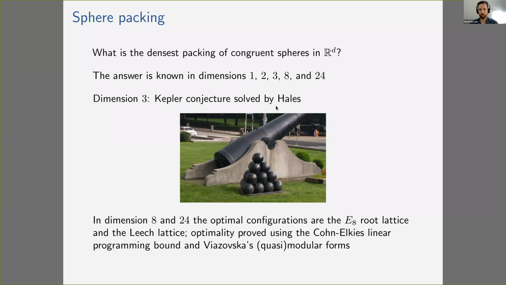Then dimensions 8 and 24. There the optimal configurations are the E8 root lattice and the Leech lattice. Optimality here has been shown using the Cohn-Elkies linear programming bound and Viazovska's quasi-modular form. That was a really big breakthrough a number of years ago. The proof in 8 and 24 dimensions is much simpler than the proof in 3 dimensions. In this talk, I want to talk about high-dimensional sphere packing, and in particular, high-dimensional linear programming bounds for sphere packing.